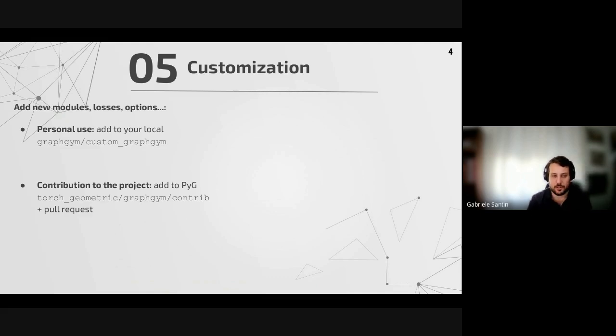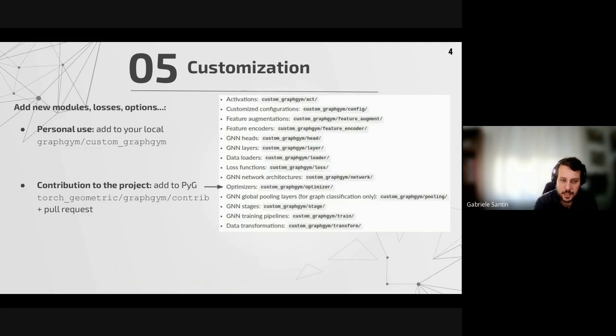So let's say that you develop a new layer, and you want to publish a GraphGym implementation together with your paper, for example. You can just do it locally and then publish this folder somewhere. But also you can contribute to the general PyTorch Geometric. In this case, you can add your new implementation within this folder that I added here, and then just do a pull request and they will add it.